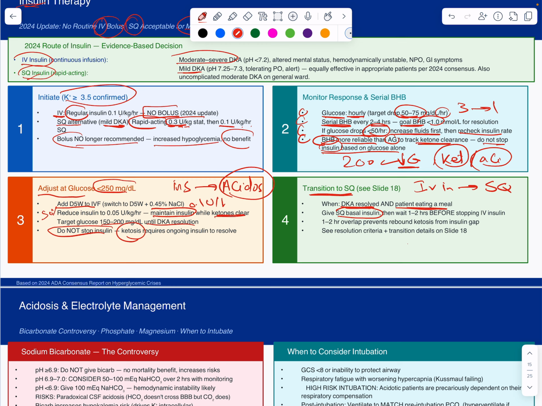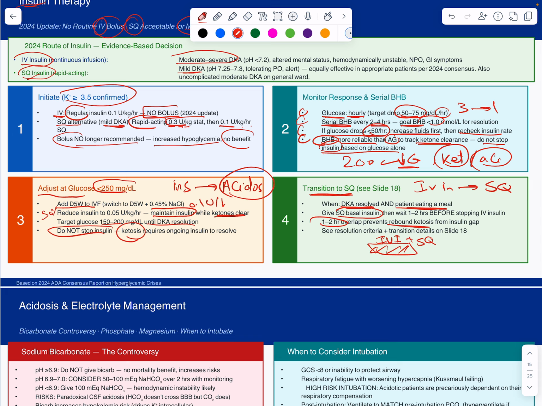So there has to be an overlap between the IV insulin and subcutaneous basal insulin. You give the basal subcutaneous insulin, make sure the patient is eating, and 1 or 2 hours after, you stop the IV insulin. So there has to be a 1 to 2 hour overlap to prevent any rebound ketosis.